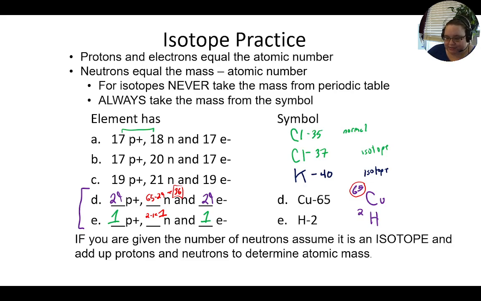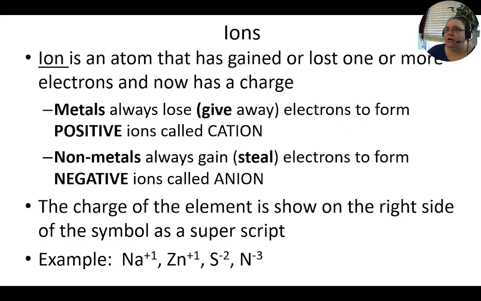So for our ions, like I said, an ion is an element that has gained or lost electrons. It's important to note that metals are always going to lose electrons. They're always going to give them away, and they're going to form what we call a cation. So that T can help remind you that that cation has a positive charge. Our nonmetals always go out and steal electrons, and when they steal electrons, they form a negative ion that we call an anion.